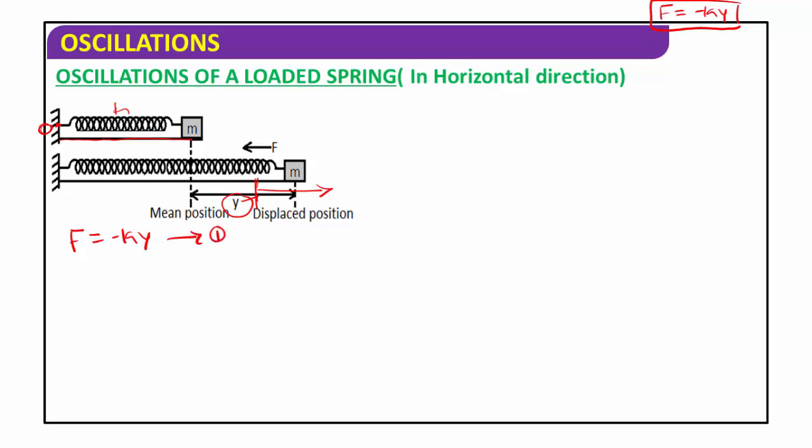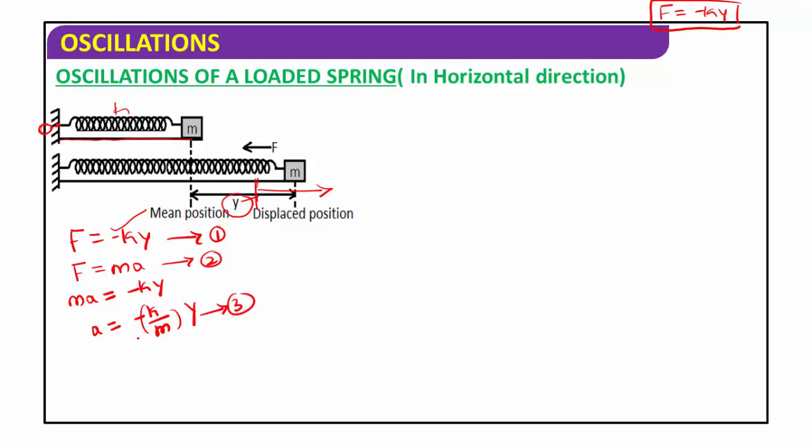F is equal to minus k into y. Here, the negative sign in this equation shows that the force and displacement are oppositely directed. But according to Newton's second law, F is equal to ma, force is equal to mass into acceleration. From these two equations, ma is equal to minus k into y, or a is equal to minus k divided by m into y. This is equation number 3.